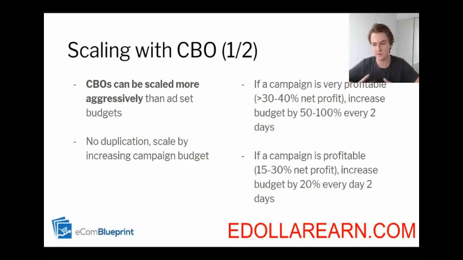And so that's the first thing. If a campaign is very profitable, over 30 to 40% net profit, I would increase the budget by 50 to 100% every 2 days. If a campaign is profitable but not extremely profitable, what I would do is take a more conservative approach to scaling and I would just increase the budget by 20% every 2 days.